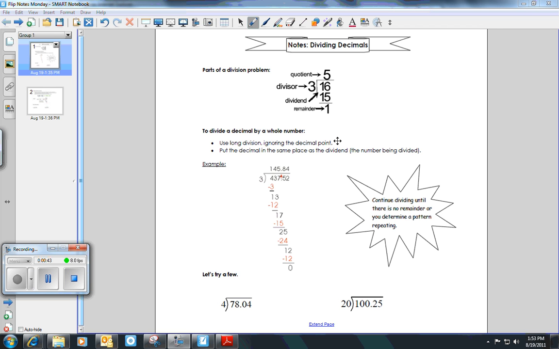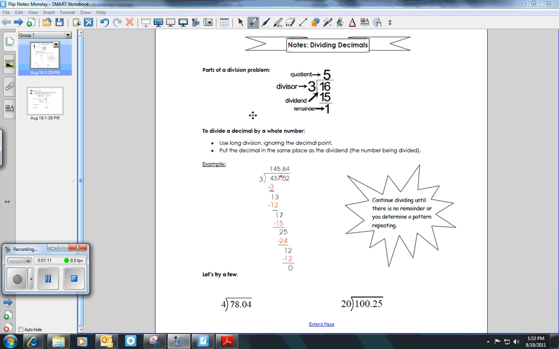Okay? So, in a division problem that you've been doing up until this point, your answer here would be 5 remainder 1. Well, we're going to move into a little bit more complicated division now. We're going to move into decimals. So instead of having a remainder, you will be dividing to a certain number of decimal places.